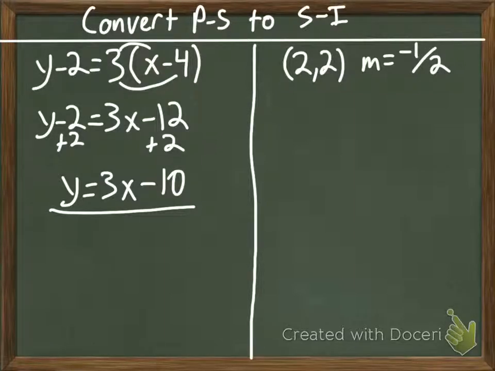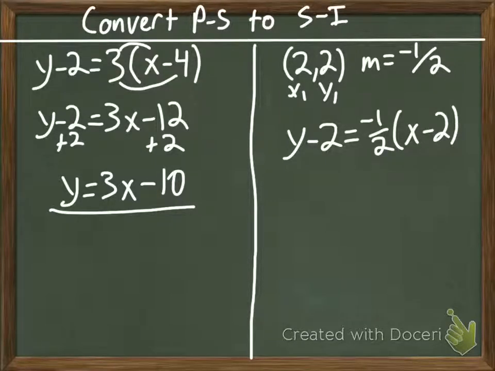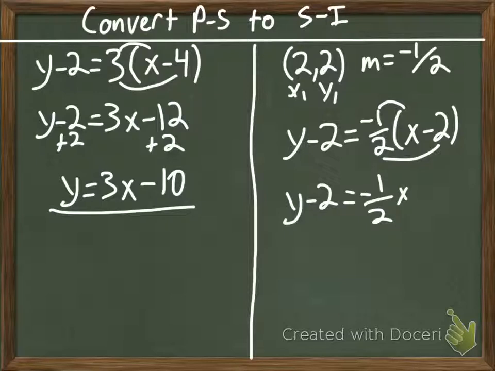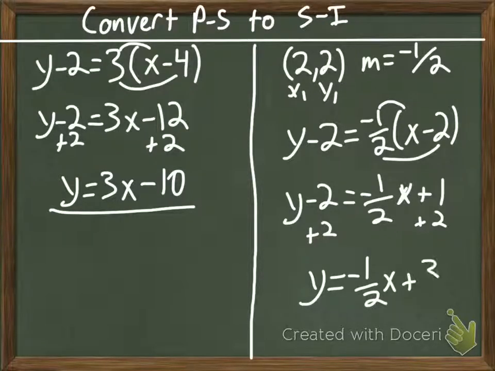So sometimes I'll ask you to write something in point slope form and then convert it to slope intercept form. So what we need to do is write this in point slope form, and we get y minus 2 equals negative 1/2 times x minus 2. And now it's the same process as before. So we multiply using the distributive property. So we get negative 1/2 x. Negative 1/2 times negative 2 is positive 1. Then we add 2, and we get our slope-intercept form of y equals negative 1/2 x plus 3.